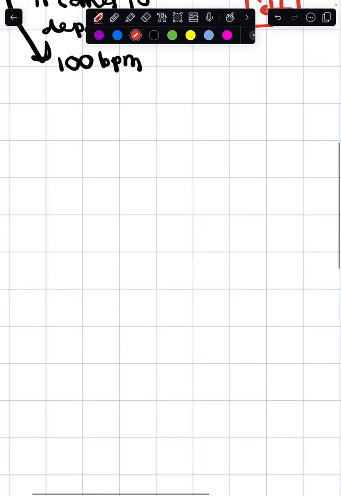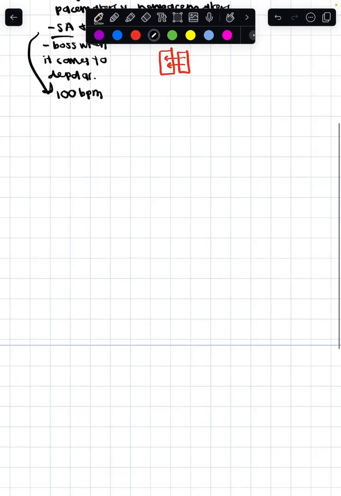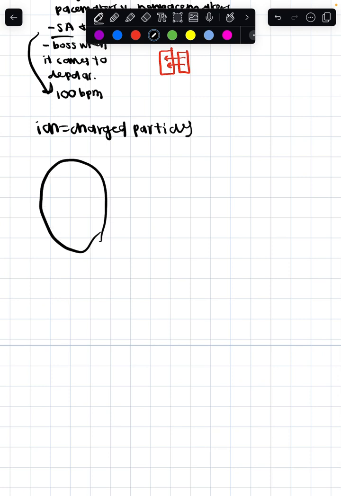Now, I just talked about something called an ion, and all an ion is a charged particle. And our whole electrical system, if you will, is based on these ions. So inside the heart in particular, we have three main players. We have potassium, we have sodium, and we have calcium. So naturally, we have a higher concentration of potassium inside of the cell than out. For sodium, we have a higher concentration outside of the cell than in, and same deal for calcium.